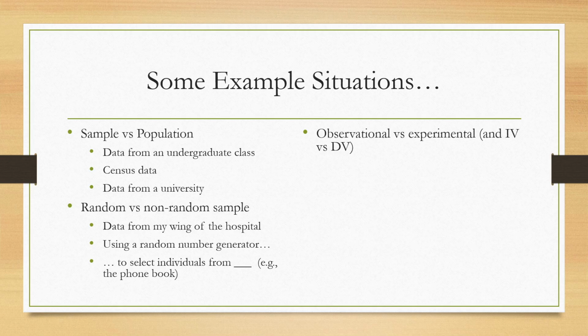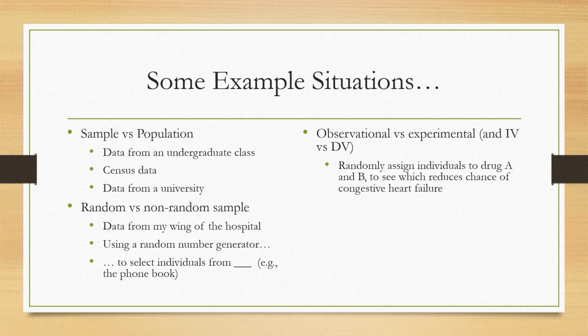All right, observational versus experimental, and IV, that's independent variable, versus DV. So let's look through this. Randomly assign individuals to drug A and B, and C, which reduces chance of CHF. So here, actually, our earlier example is very similar to this. Maybe pause the video. Can you get this one on your own? Coming back, if you paused it.